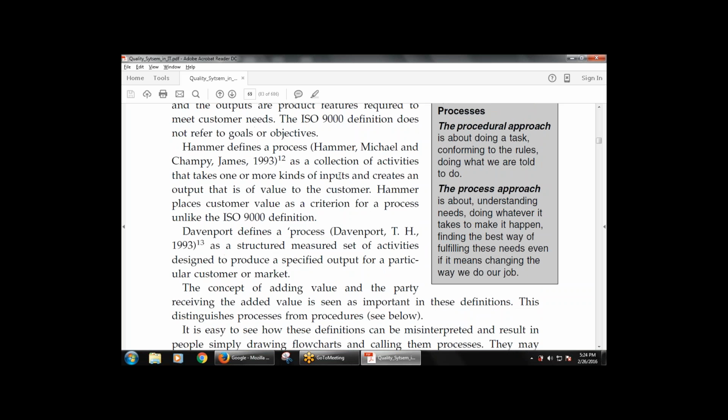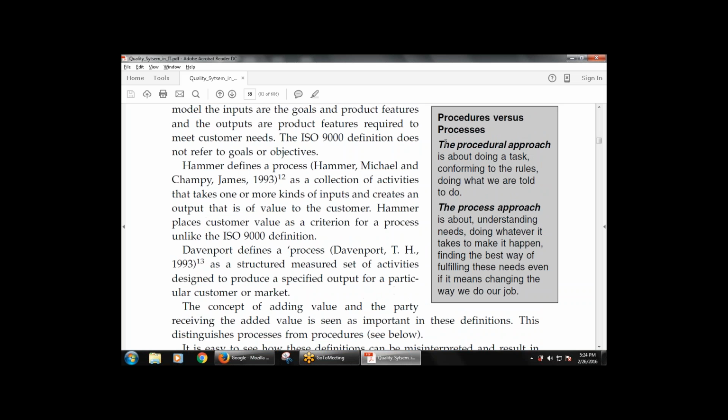So these are the various processes that are followed. There is a procedural approach, which is about doing a task, conforming to the rules, doing what we are told to do. Then there is a process approach, which is about understanding the needs, doing whatever it takes to make it happen, finding the best way of fulfilling these needs, even if it means changing the way we do our job. Whatever procedure is followed will be followed within the process approach.